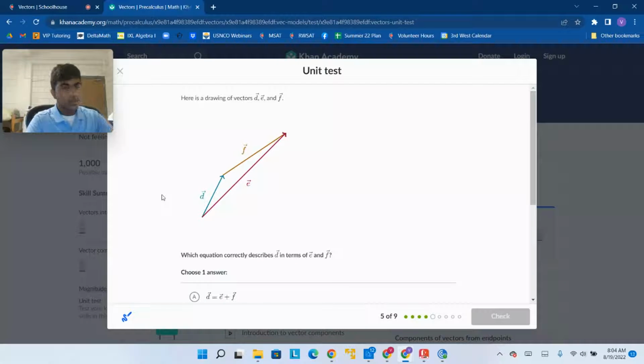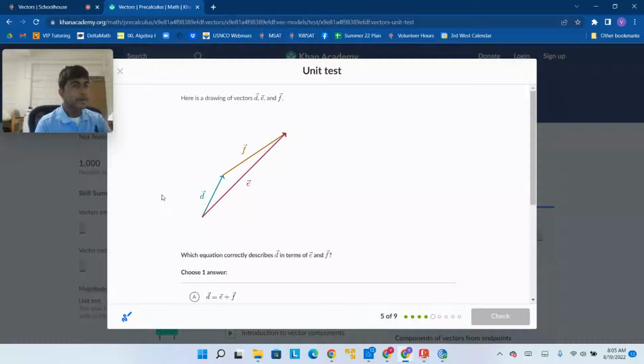Okay. Question 5. Here's a drawing of vectors d, e, and f. Okay, we have our drawing of vectors d, e, and f. What are we going to do? Which equation correctly describes d in terms of e and f? Okay, let's see. So I noticed that d is going up and to the right, and it's connecting the start points of e and f. Right, so what do I think about that?